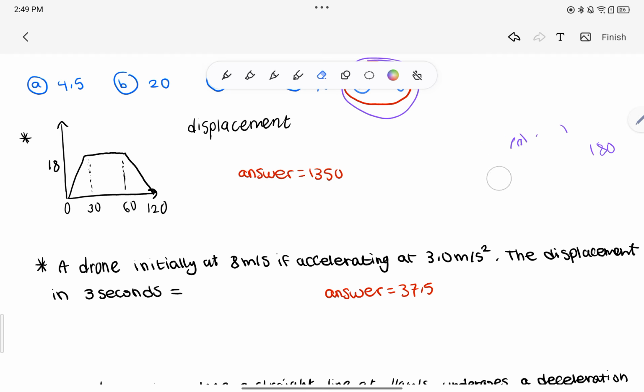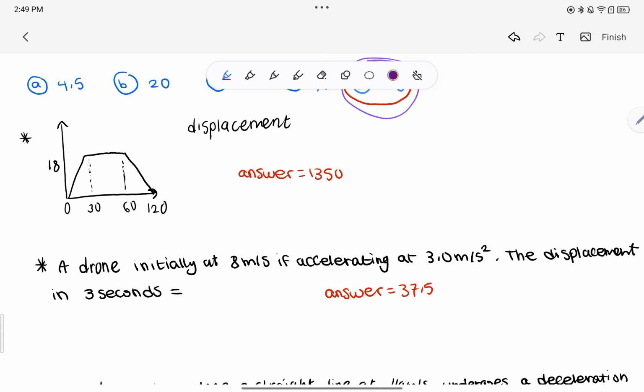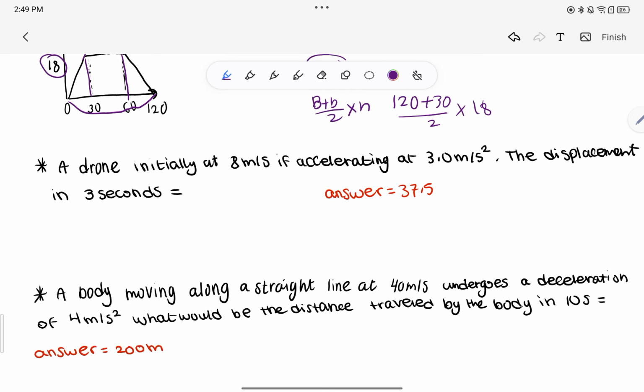Now, they want the displacement. Displacement means they want the area. This is a trapezoid, so big base plus small base over 2 times height. The big base is 120 plus the small base, which is between here and here, so 30, over 2 times the height, which is 18. You will get 1350.